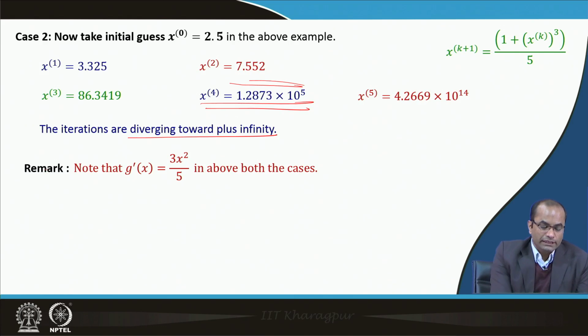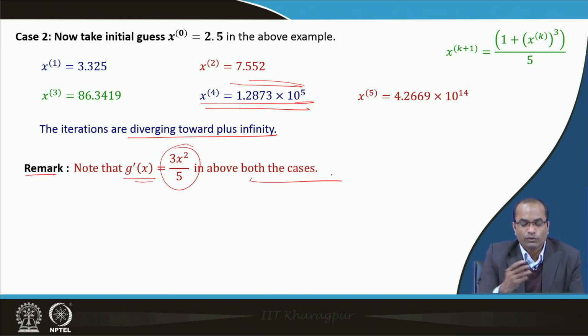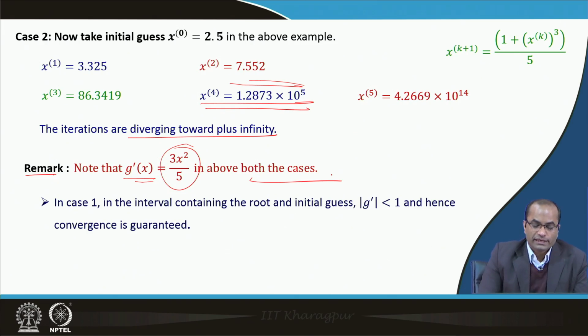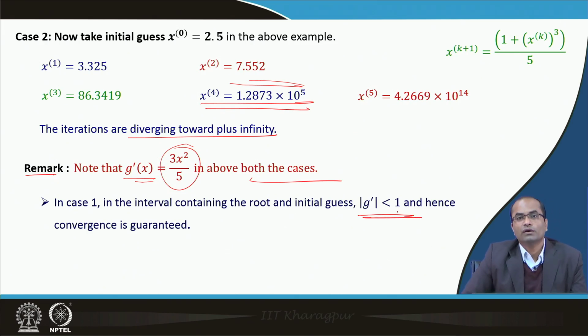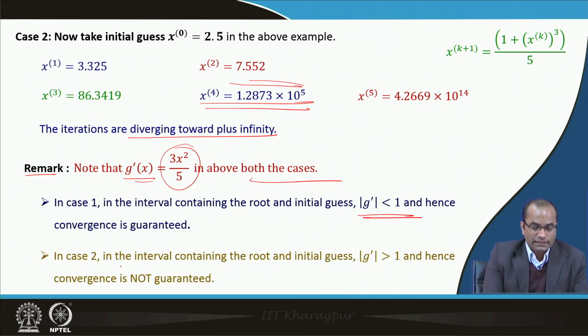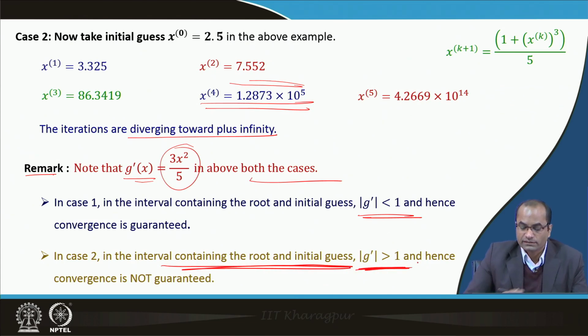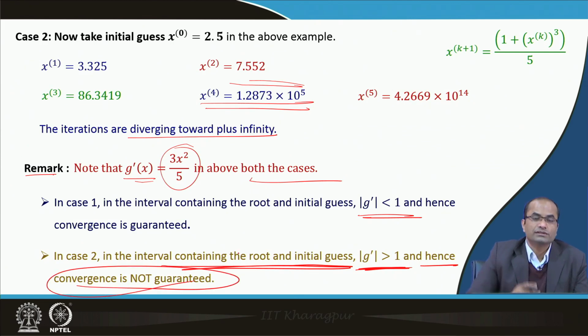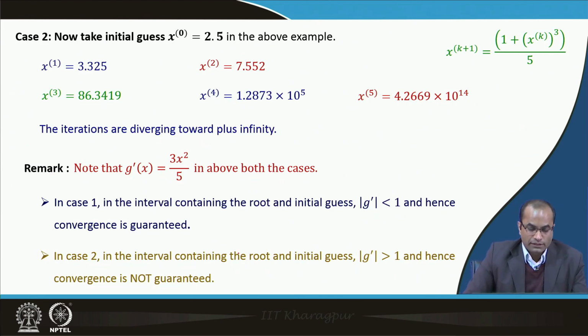So, what we have seen now, just a remark, that g prime was 3x square by 2 in both the cases. In the first case, the g prime was less than 1 and hence the convergence was guaranteed, whereas in the second case, the interval containing the root and the initial guess, the g prime was greater than 1 at some points, and hence the convergence is not guaranteed, which is also reflected in this numerical calculation.